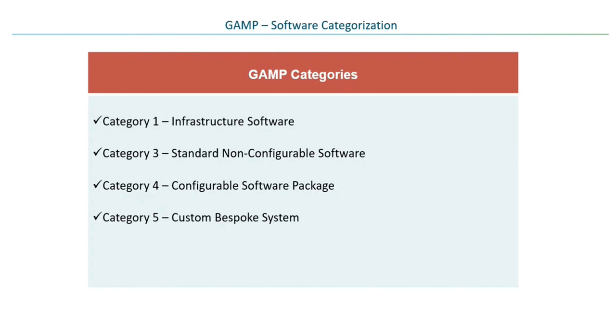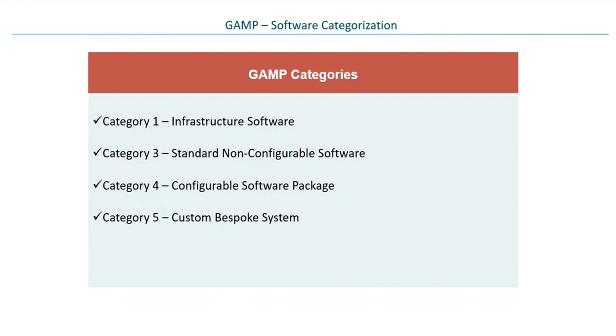Similarly, category 4 is when you buy a product, a commercially off-the-shelf product, that can be configured without any change in the code, then it will fall under category 4. And there is category 5, which is either you develop it from scratch or any customization we are doing over and above the configured software product. So that is how they have categorized.